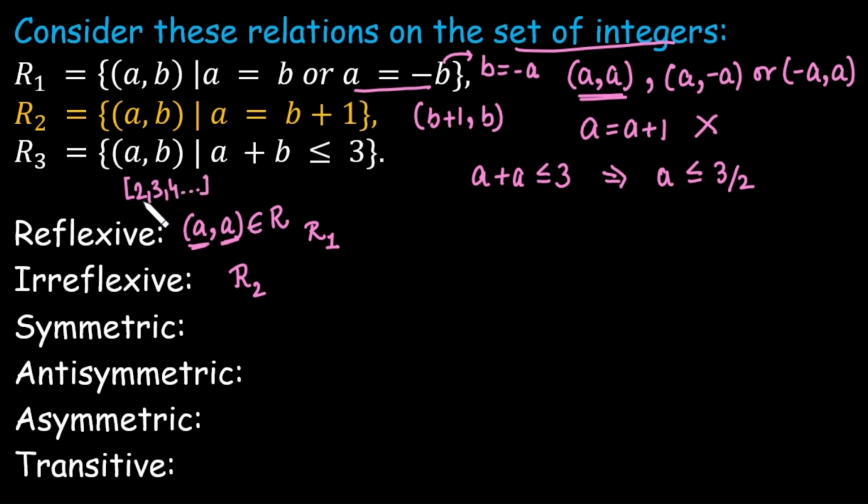We can also check: 2 plus 2 is not less than or equal to 3. As it is not a part of the relation, it means it is not reflexive, because for reflexive, every element must be related to itself. Now whether it is irreflexive? No. Why not? Because we need no element to be related to itself, but there exists (1, 1) as a part of relation R3. So it means R3 is neither reflexive nor irreflexive.